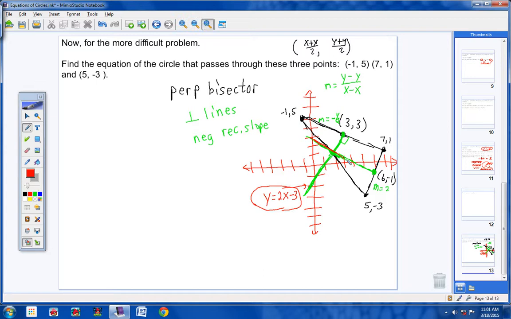So, for this perpendicular bisector here, this red one right here, for that one, we know a point that falls on the line, 6, negative 1.